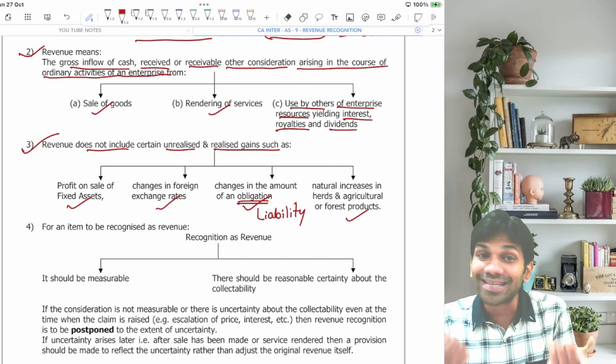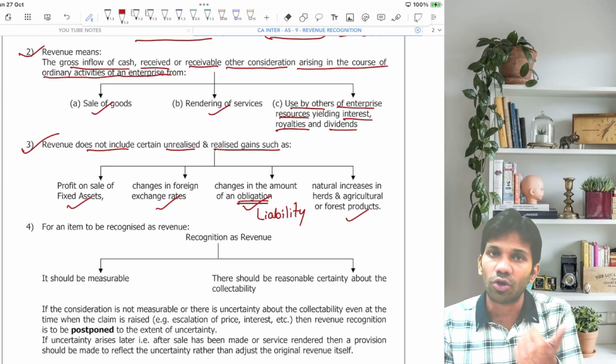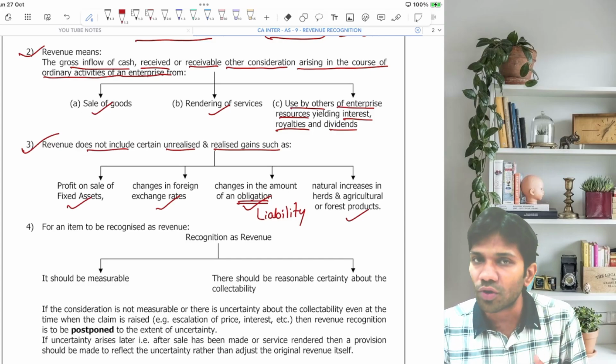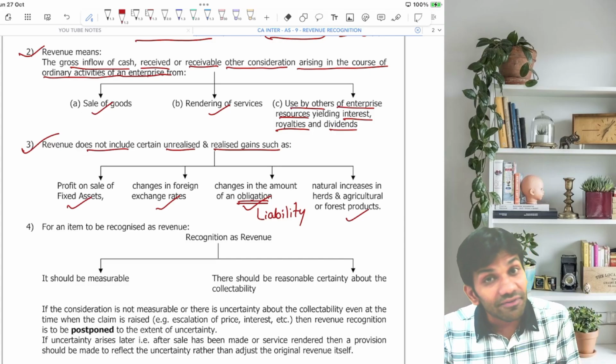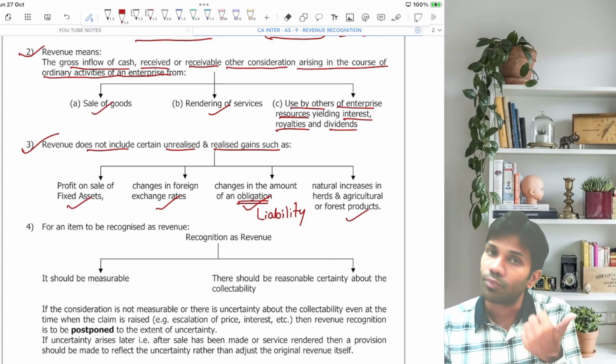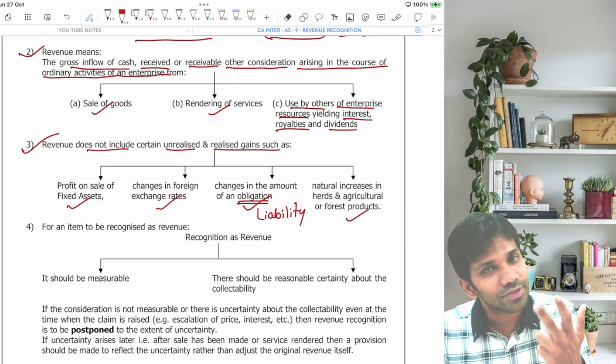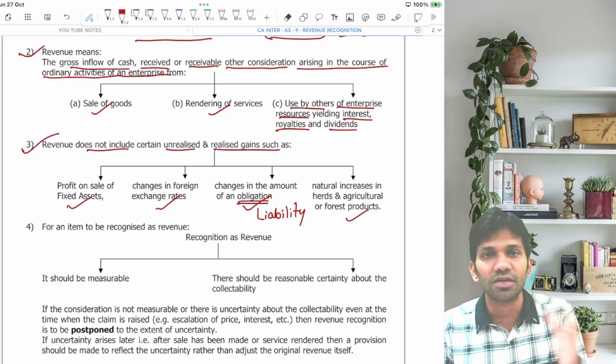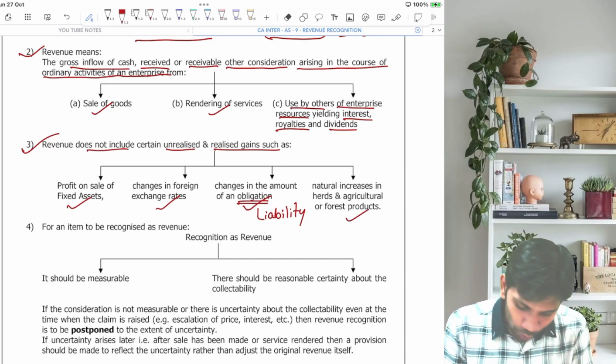Initially we discussed AS-9 is not applicable to construction contracts, lease accounting, government grants and insurance contracts arising out of insurance companies. Revenue does not include what? Profit on sale of asset, changes in the foreign exchange rates, changes in the amount of an obligation, and natural increase in the herds and agriculture and forest products. I hope it is very, very clear.